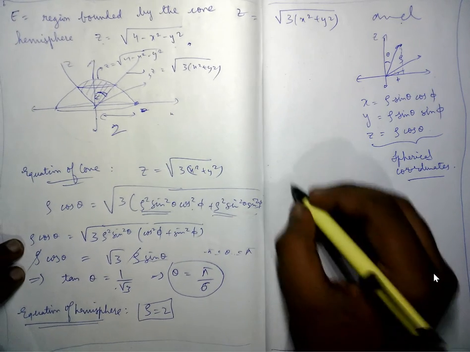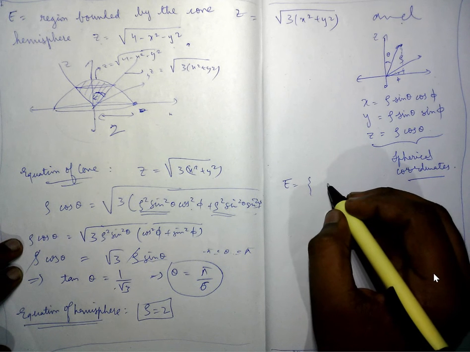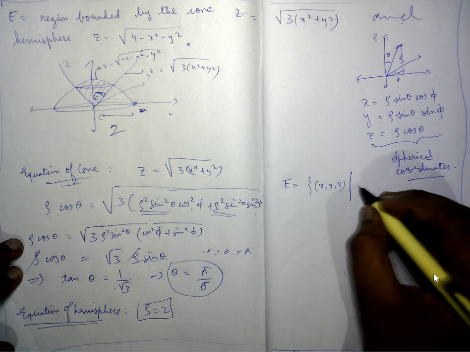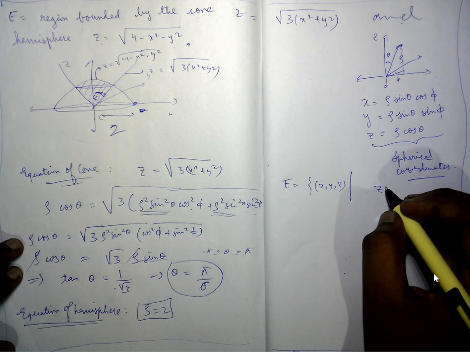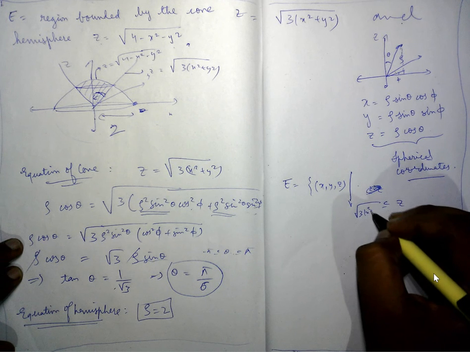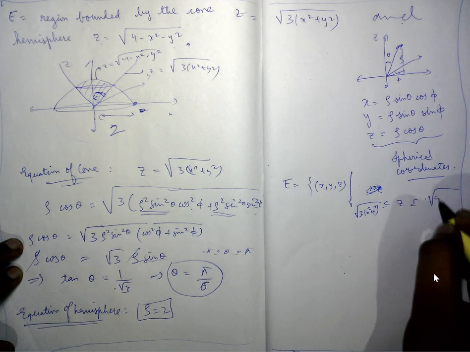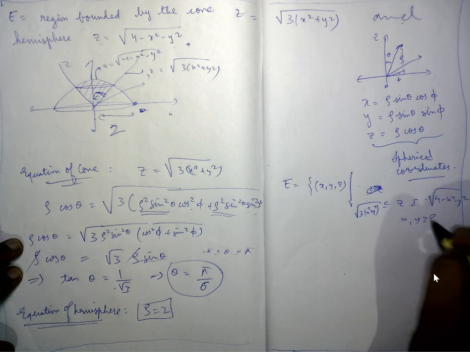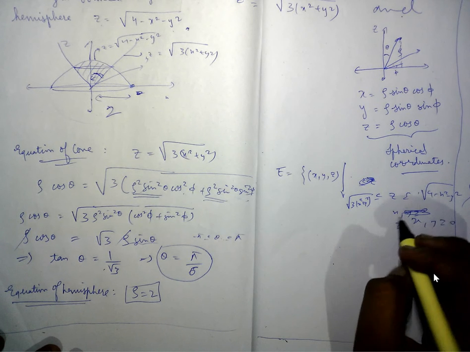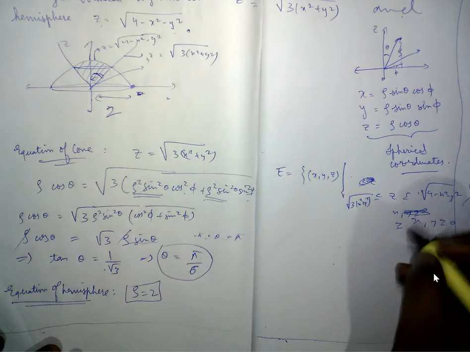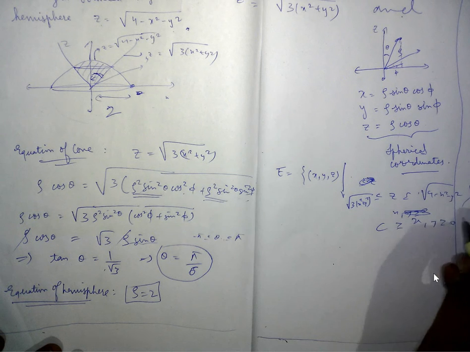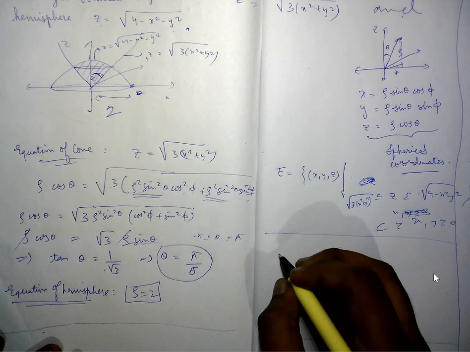So the region E is given in terms of Cartesian coordinates as follows. z is between root 3 times the square root of x square plus y square and root 4 minus x square minus y square, and x and y are whatever values lie in the region. So we want to express this region in terms of spherical coordinates.